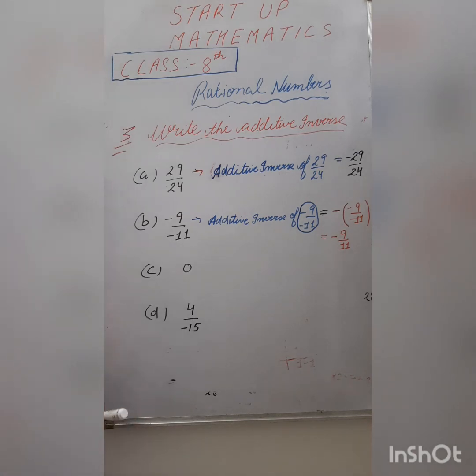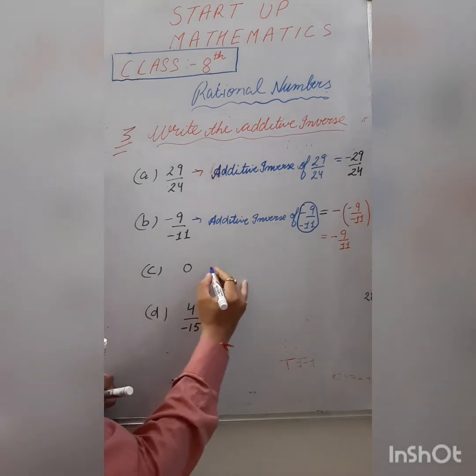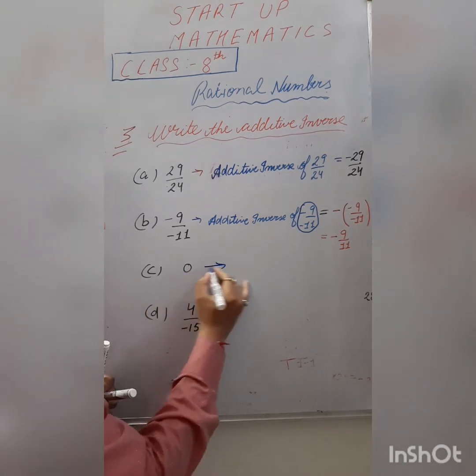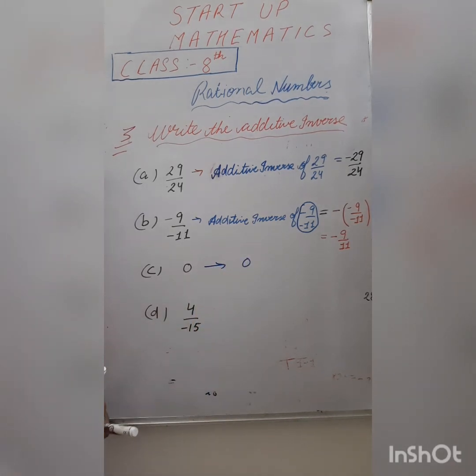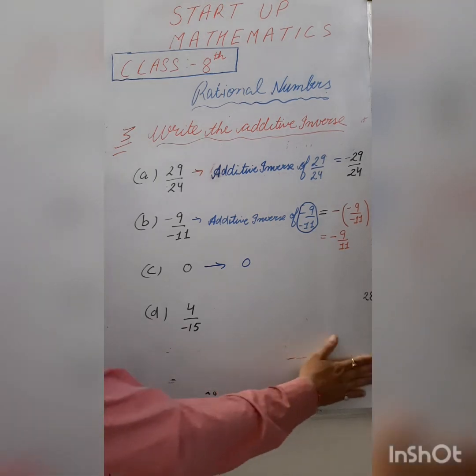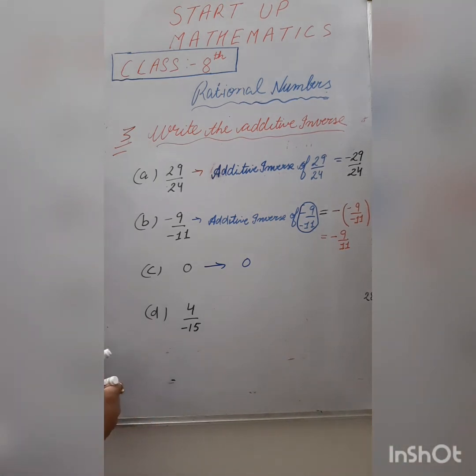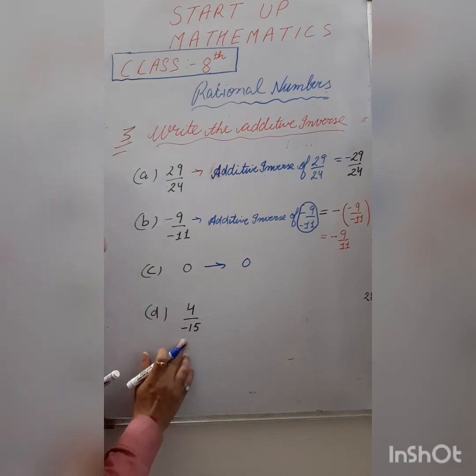Next, the additive inverse of 0. So you know 0 is neither negative nor positive. So the additive inverse of 0 is, इसका जो additive inverse रहेगा वो क्या रहेगा? That is 0. There is no need to write a negative sign or plus sign, because 0 is neither negative nor positive, right?